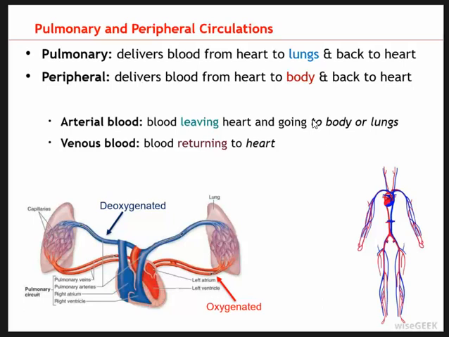Venous blood is the opposite. Venous blood is blood returning to the heart. So it's deoxygenated in peripheral. Venous return, it's lacking oxygen, but it's high in CO2. And then it's oxygenated in pulmonary. So pulmonary blood, in this red picture down here, when it's returning to the heart, has lots of oxygen because that's going to be passed off to the body.